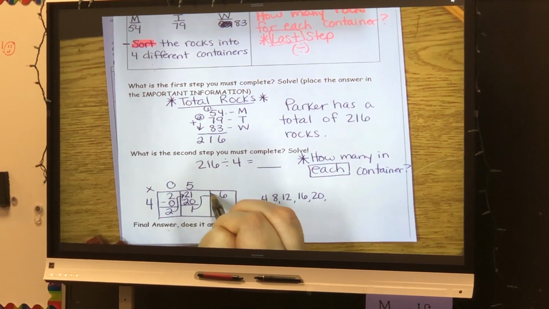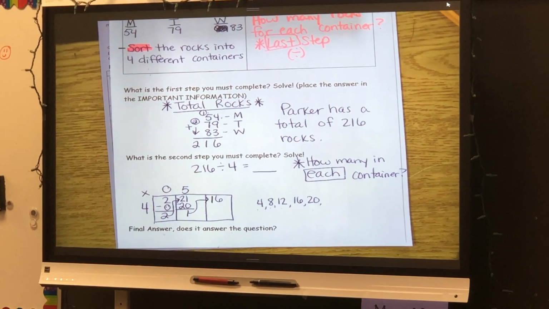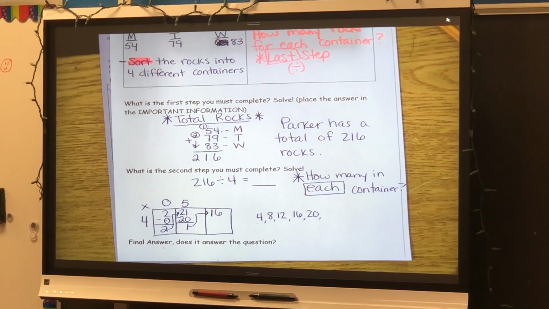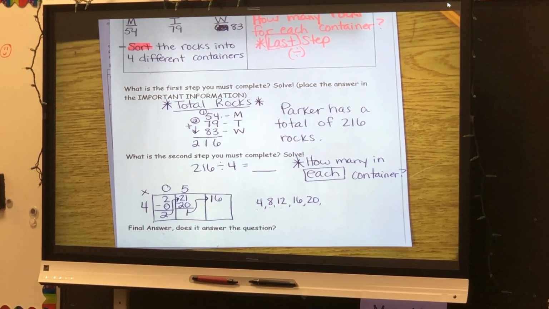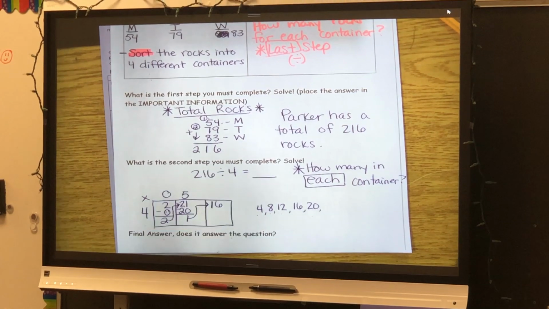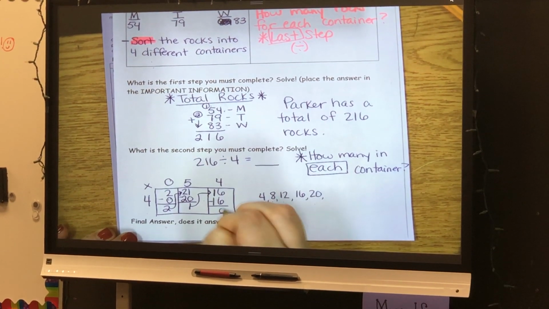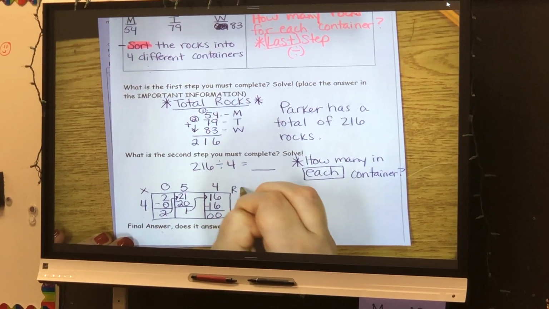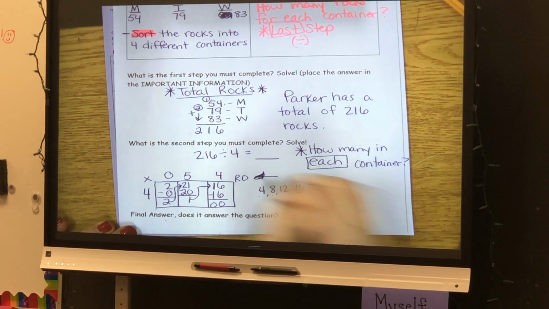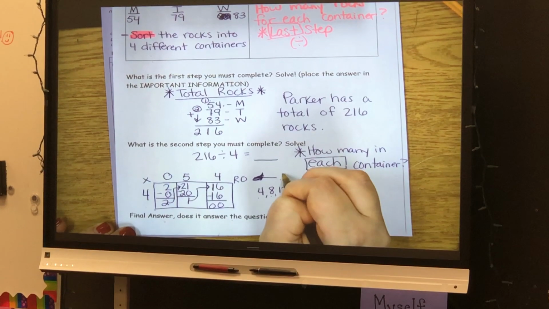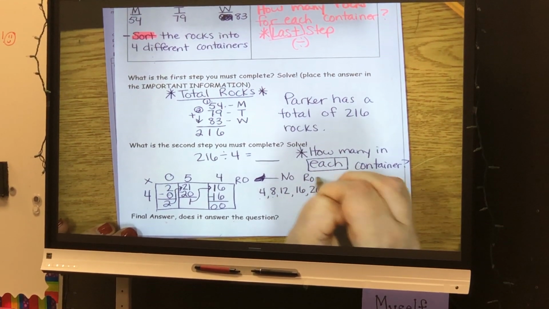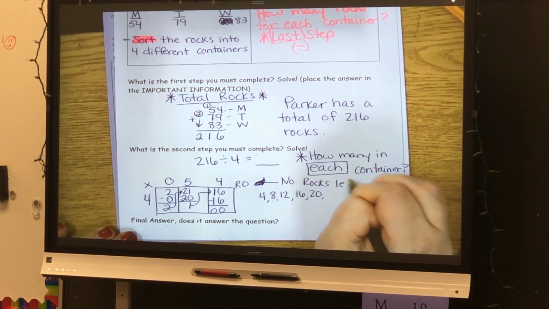Bring it to the 6 to make 16. You can make 4 groups. Good. 16 is a multiple of 4. 4 times 4. Are we going to have a remainder? No. So, you can make a note. There are no rocks left over.